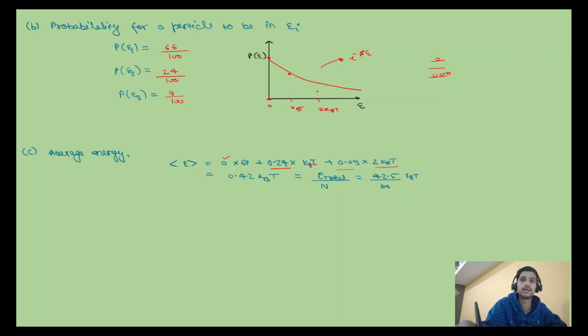If you solve this, you will get 0.42 kBT, which is nothing but the total energy divided by the number of particles. That is, 100 particles were there, and the total energy was 42.5. So if you divide this, you will get the average energy also. So this is how you can approach this problem.